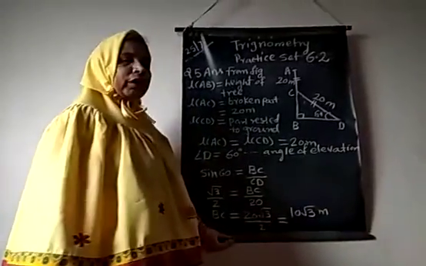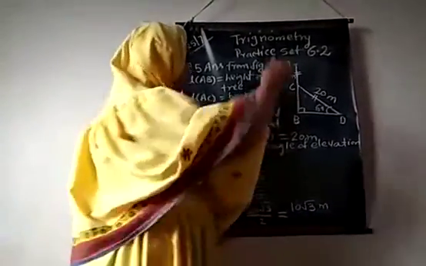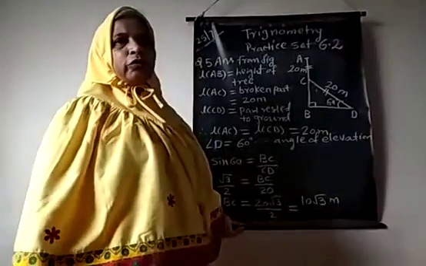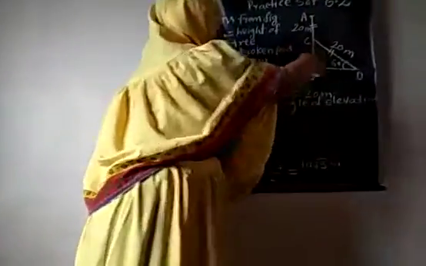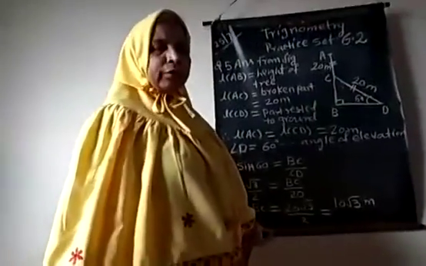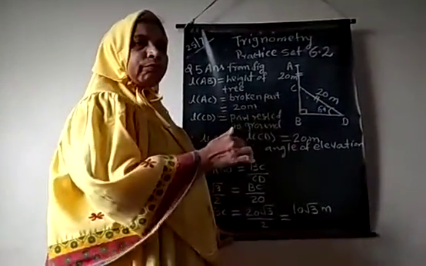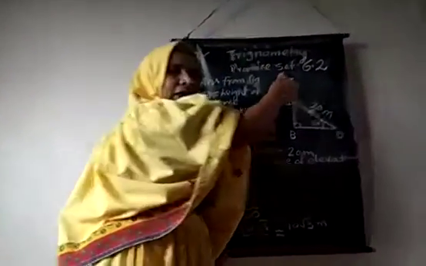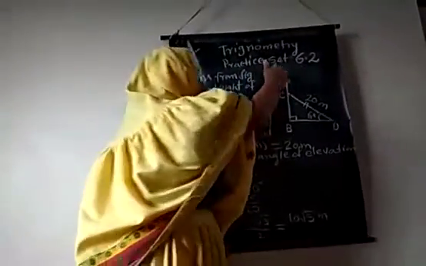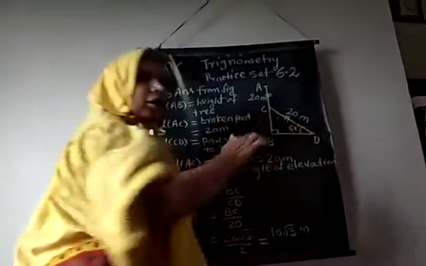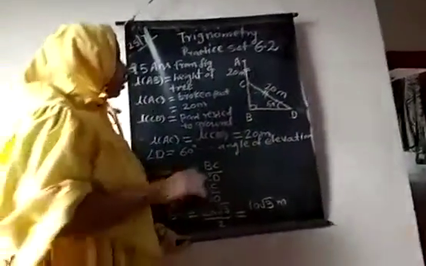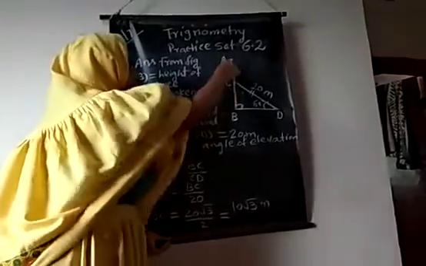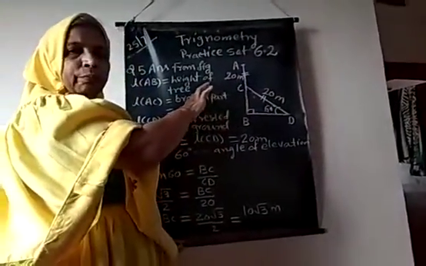Question number 5. In this question, we are going to find out a tree's height. The tree height is represented by length AB, but due to a storm, a part of the tree is broken and that broken part is rested on the ground, making a 60 degree angle with the ground. So from the figure, length AB is the total height of the tree.